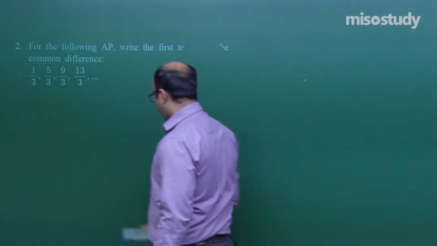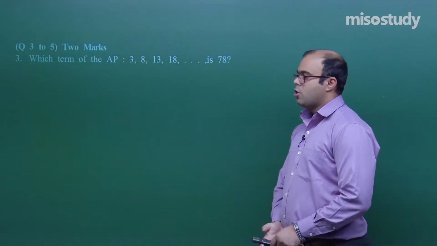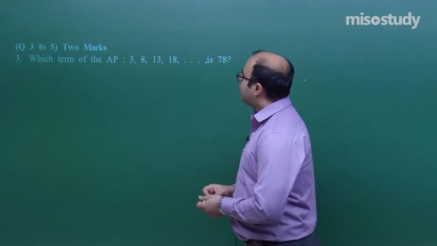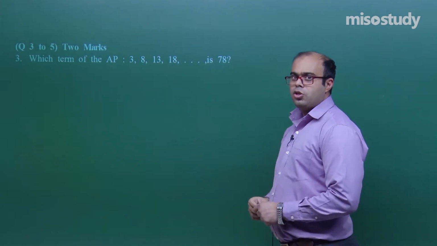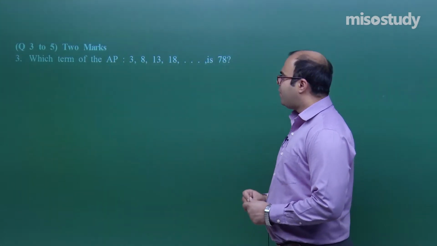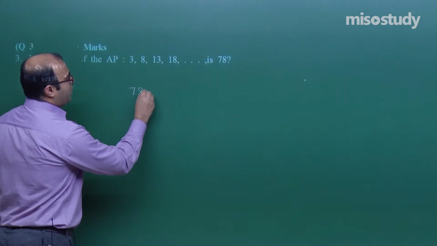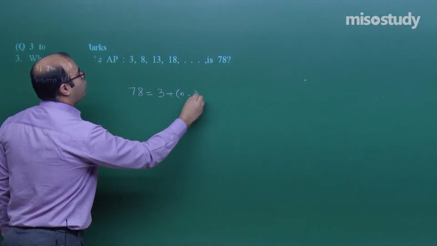Now let us come to the next question. The next question is not of 1 mark, it is of 2 marks. So we have to do more calculation and understanding here. Which term of this AP 3, 8, 13, 18 is 78? Let us suppose that 78 is the nth term of the AP. Then we have a formula that 78, which is the nth term, is equal to the first term, which is 3, plus n minus 1 into common difference.